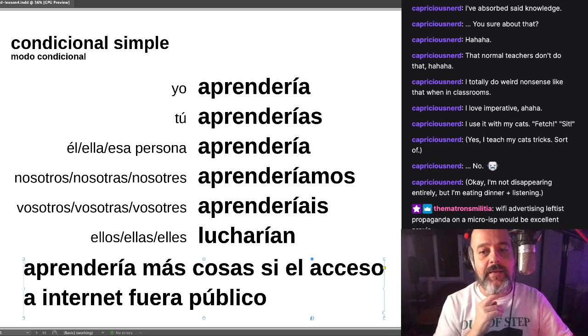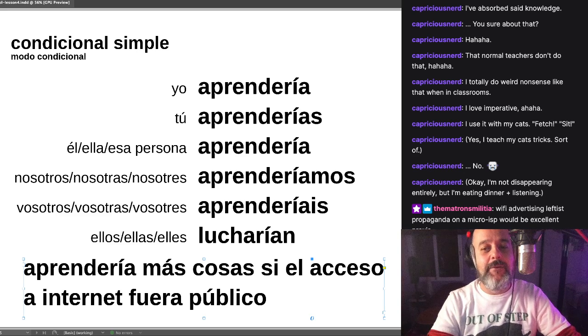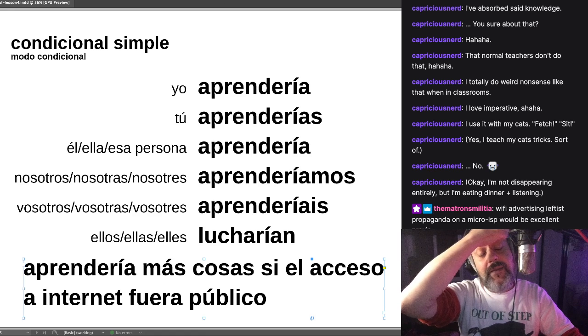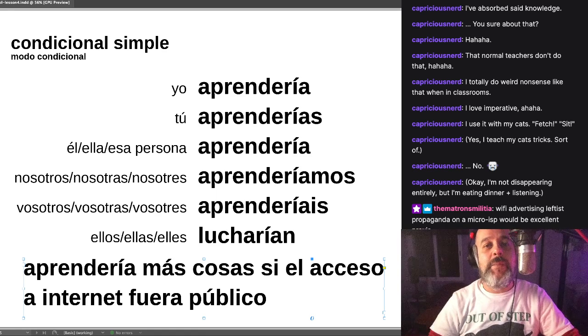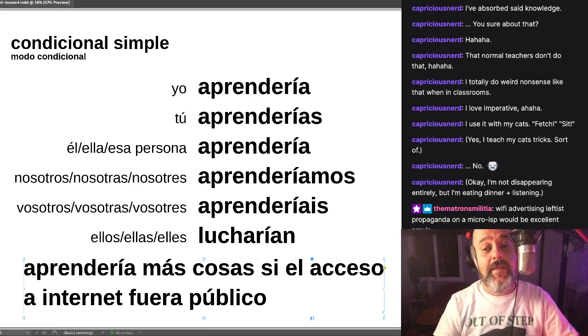Will advertising leftist propaganda on a micro ISP be excellent practice? Definitely. Wi-Fi advertising, yeah, definitely. Oh, that's a very good idea, the Matrons Militia. Thank you for that. That's a great idea. Wi-Fi advertising leftist propaganda on a micro ISP. Yeah, that's for tech people. Go ahead and make it happen. You all who are more tech savvy, make it happen. Little hotspots of recommending things. Yeah, that's a great idea.